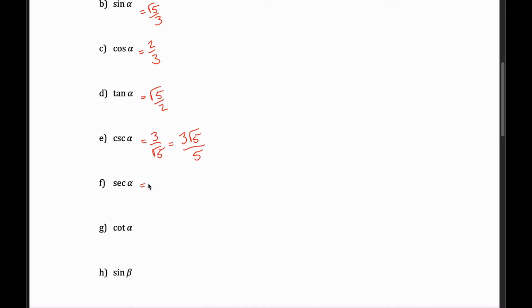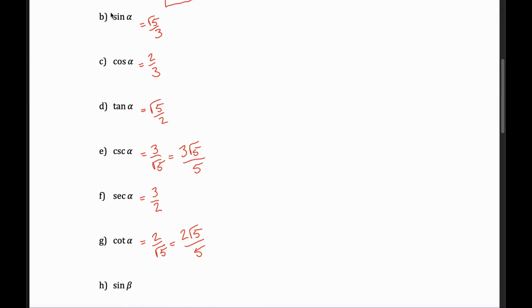Similarly, the secant of alpha is just the reciprocal of the cosine. So since the cosine is 2/3, the secant is equal to 3/2. And the cotangent of alpha is just the reciprocal of the tangent of alpha. So just take this fraction and flip it upside down. I get 2 over root 5. Again, I don't want to leave radicals in the denominator, so I'll rationalize and get 2 root 5 over 5 for the cotangent of alpha.